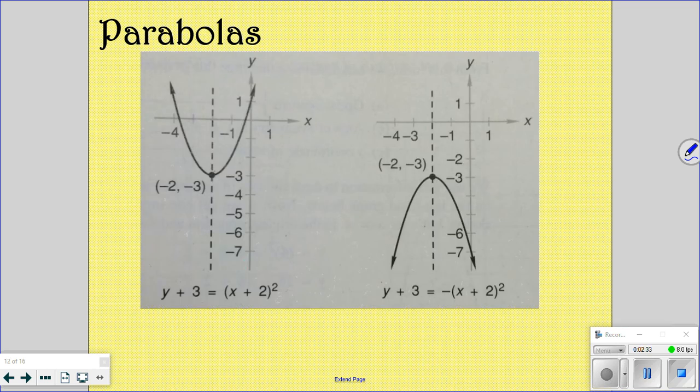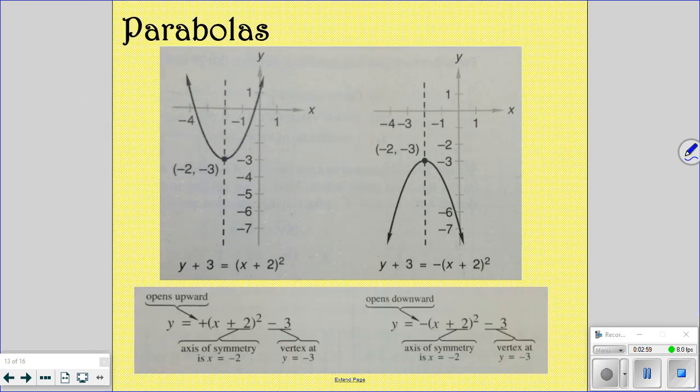So looking here, this is our vertex, -2, -3. So our equation is y equals x minus a -2, so x plus 2 squared, and then minus 3. And then over here, it's going to be a negative because it's opening down. So that's why there's a negative on the outside. That's how you make it open down.